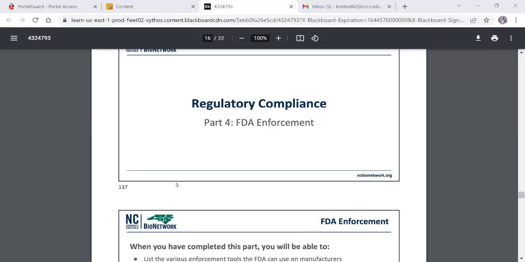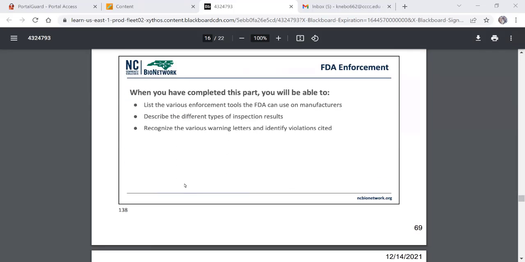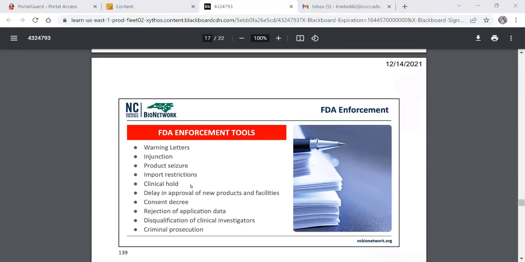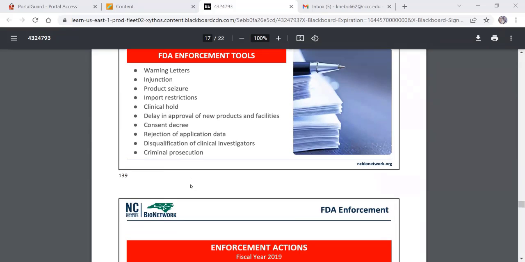Next, we'll go into FDA enforcement. From this part, you'll list the various enforcement tools the FDA can use on manufacturers. We'll describe different types of inspection results, and then recognize the various warning letters and identify violations cited. So, as I stated earlier, if you don't do well in your inspection, the FDA has many enforcement tools such as warning letters, injunction, product seizure, import restrictions, clinical hold, delay in approval of new products and facilities, consent decree, rejection of application data, disqualification of clinical investigators, and criminal prosecution.